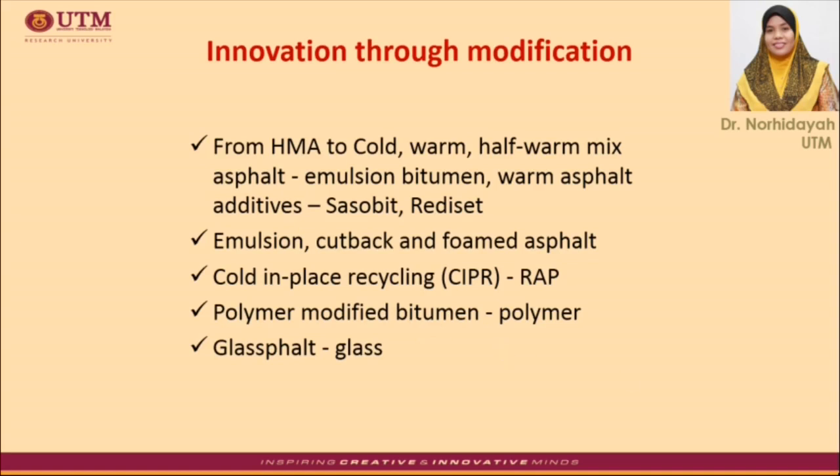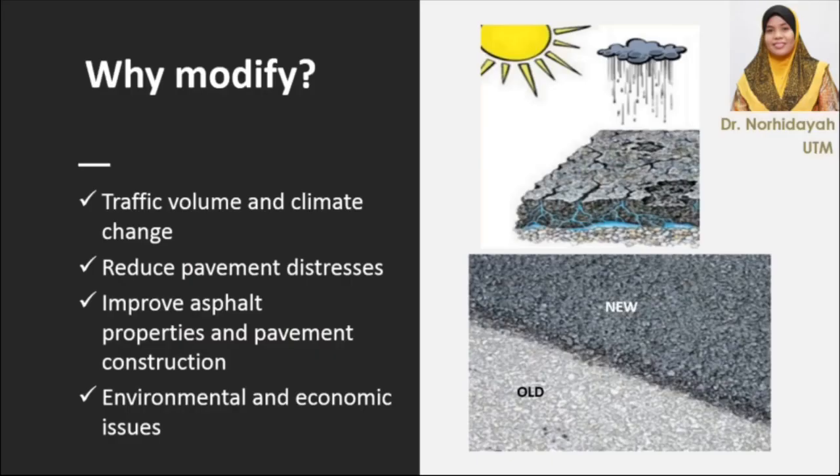And then glassphalt. It is a product of asphalt that uses crushed glass. It has been used as an alternative to conventional bituminous asphalt pavement since the early 1970s. Generally, there is about 10 to 20% glass in glassphalt, which contributes to glass recycling. And there are so many more products produced from asphalt modification and used for specific applications that also help to solve the problem. So, overall, why exactly do we have to modify the conventional asphalt?